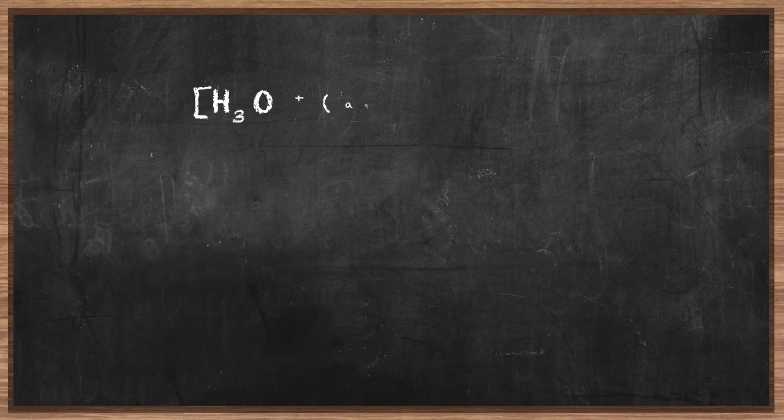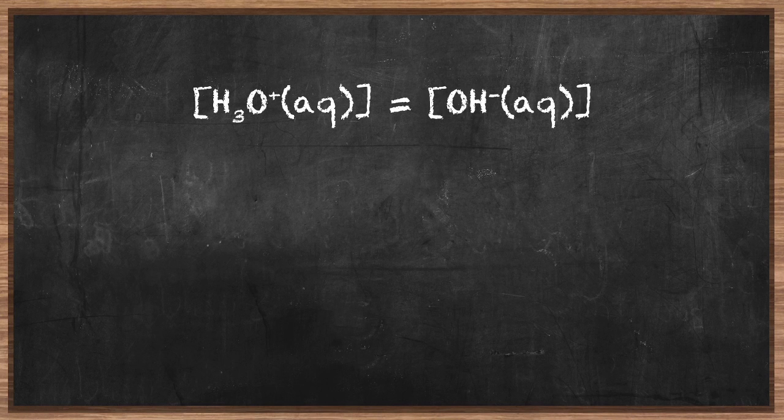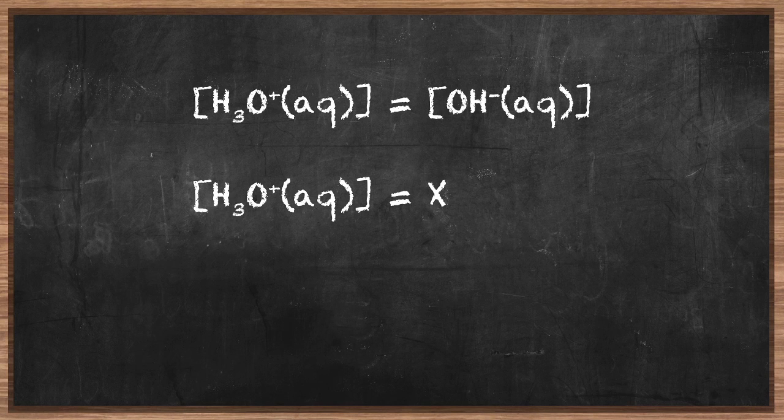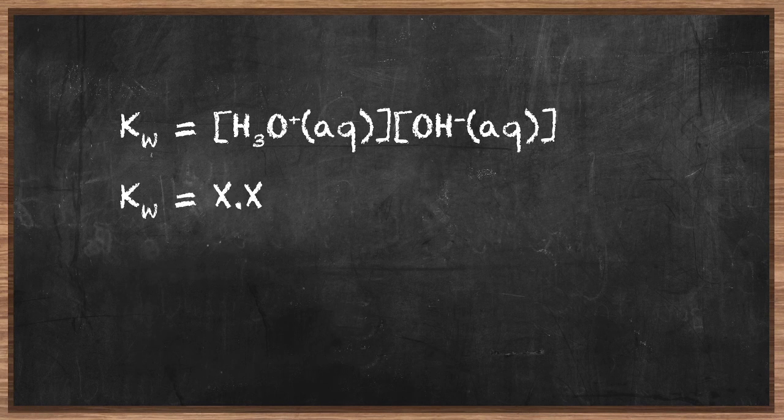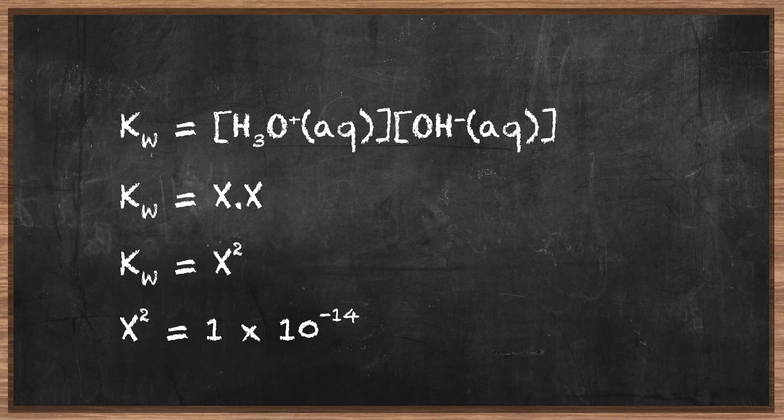The number of hydronium ions in solution is equal to the number of hydroxide ions. Their concentrations will also be equal. Let the concentration of hydronium ions be X. The concentration of hydroxide ions is also X. The ionic product Kw becomes X times X, or X squared equals 1 times 10 to the negative 14. We are looking for the value of X.